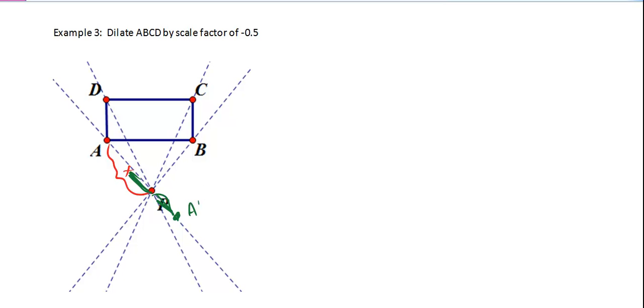Same thing would happen with B. I would find my distance, take exactly half, but go this new half length in the opposite direction, and B prime would be over here.